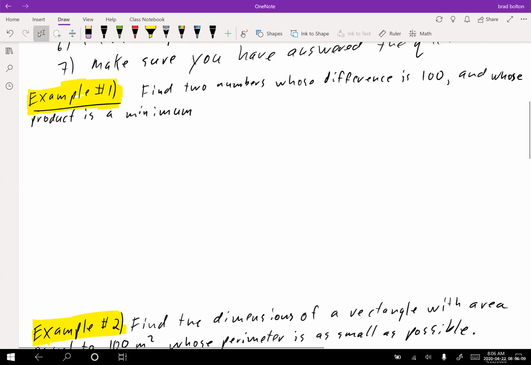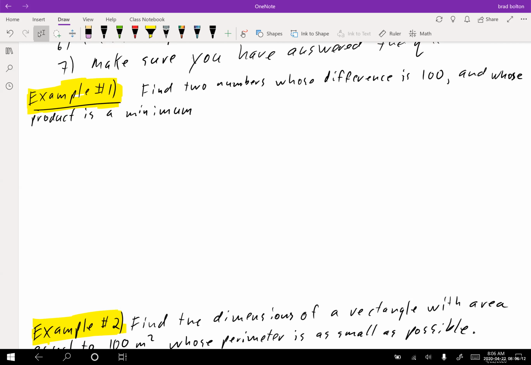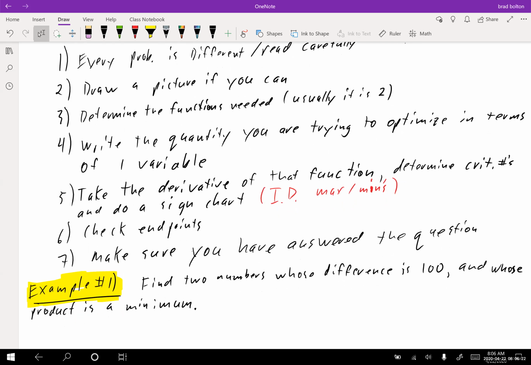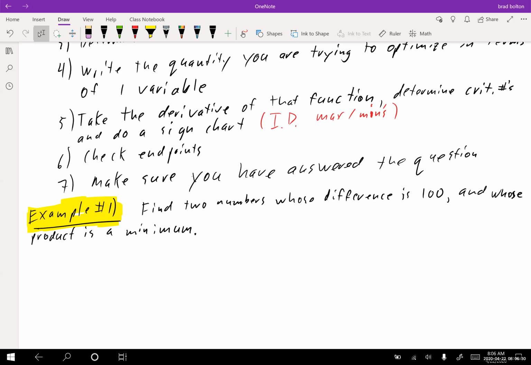So the first problem we're gonna work with, and we're gonna try to use these guidelines: find 2 numbers whose difference is 100 and whose product is a minimum, okay? So every problem is different, read it carefully. We're talking about 2 numbers. They don't say whether it's positive or negative, they just say 2 numbers, and they say their difference is 100. So I'm gonna write one of my equations. I'm gonna call it x minus y equals 100. So that's 2 numbers whose difference is 100.